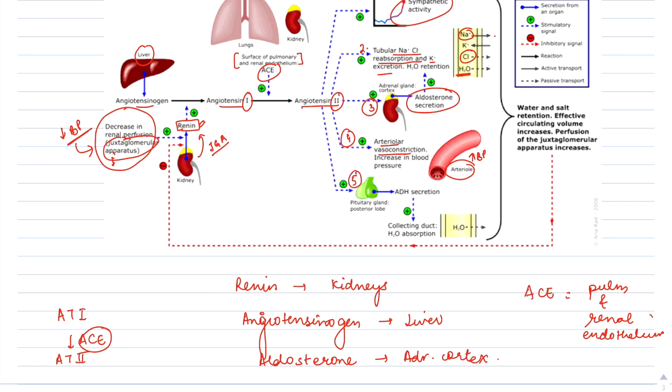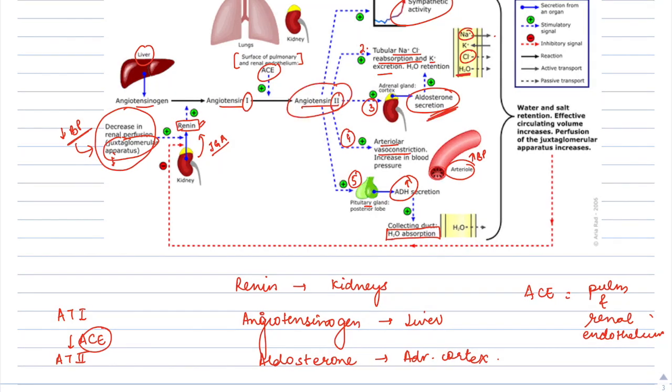Fifth, it will cause the pituitary gland to increase the ADH secretion. Increase in ADH secretion will lead to increase in the water reabsorption through the collecting duct. The overall effect of angiotensin 2 is to cause water and salt retention. The water and salt retention will increase the blood volume, that is, it will increase the effective circulating volume. Thus, it will cause an increase in the blood that flows through the juxtaglomerular apparatus, and thus causing the inhibition of the entire circuit.